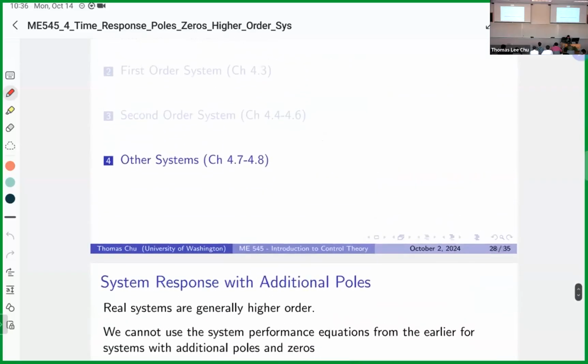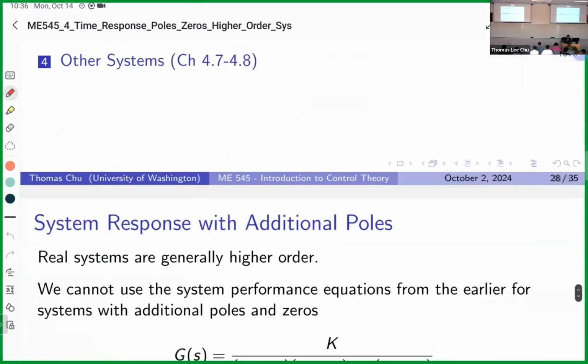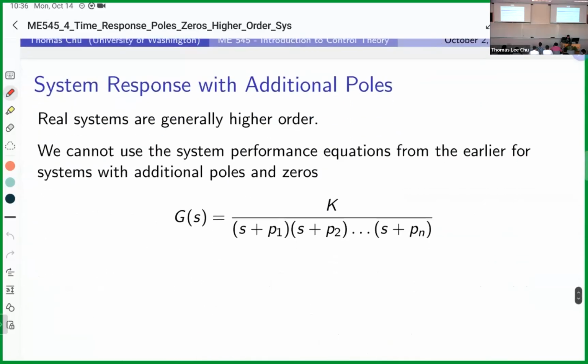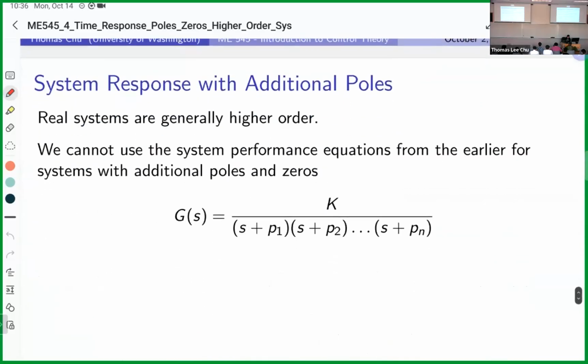Okay, so today we're going to be talking about higher order systems. So systems with zeros, systems with a positive zero, and higher order systems. Real systems are generally higher order. And so when we go to higher order systems, we cannot use the system performance measures we defined for first order and second order systems to predict accurate behavior.